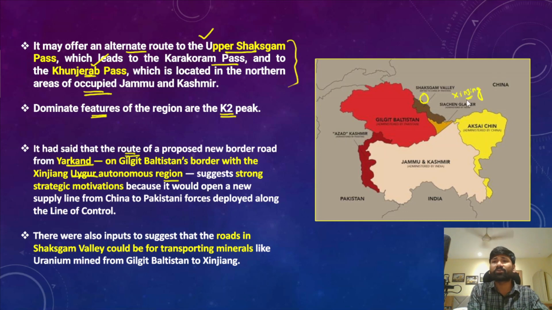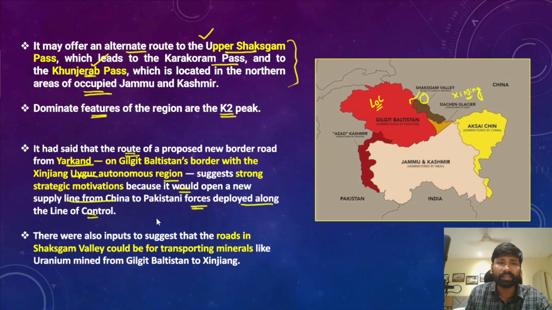This Xinjiang region is very, very important for China. Strategically, it is a very important region for China. Therefore, it would open a new supply lane from China to Pakistan forces deployed along the line of actual control. That is especially aimed at military mobility, and it also helps the Pakistani military forces deployed across the line of control.